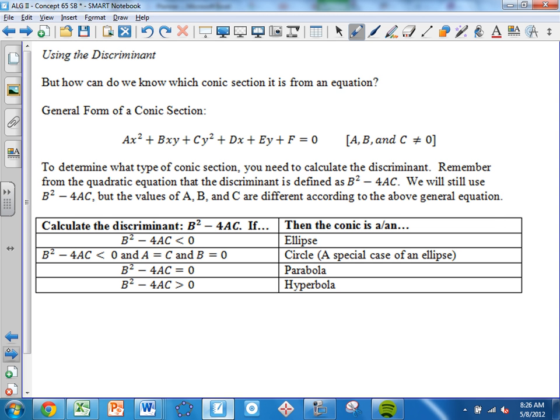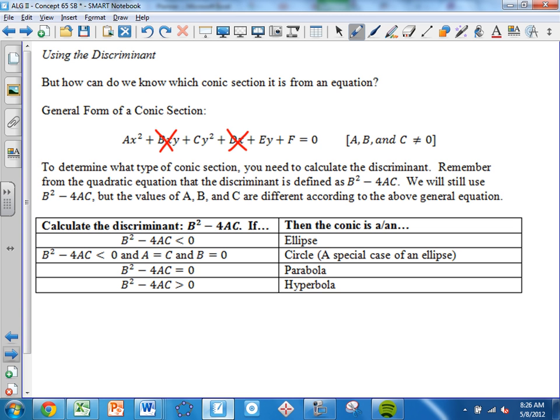Now, the general form is given on the board, and this is the general form for all conic sections. Sometimes you won't have a d value. For example, d will be 0, so you won't have that term there. Or you might not have a b value. That'll be 0, so that'll drop off.